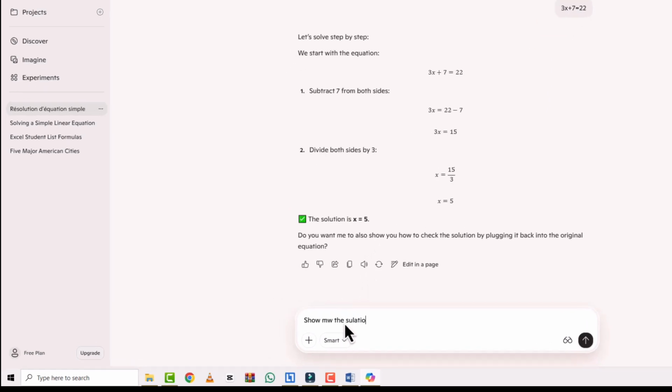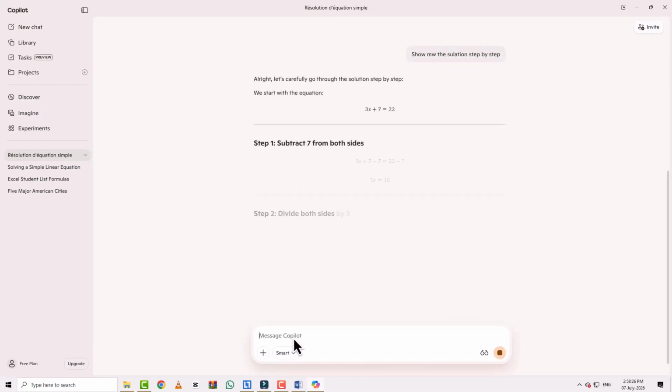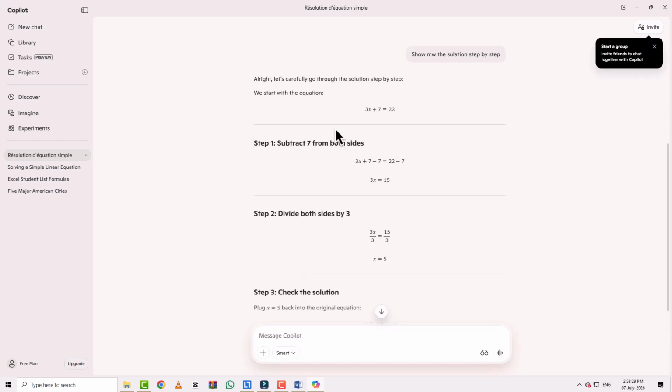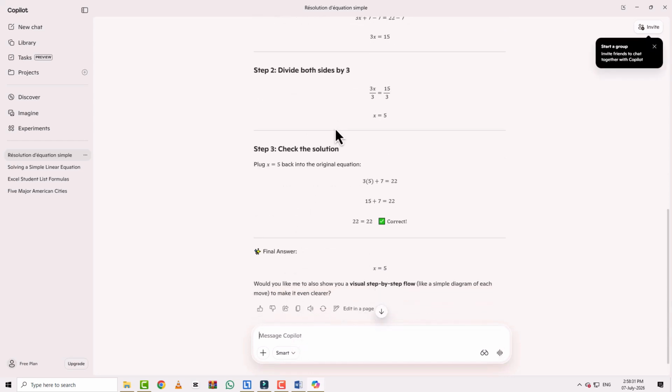If you want to understand the process, ask, "Show me the solution, step by step." Copilot will break the problem down into easy-to-follow steps, making it easier to learn how the answer was found. You can also ask follow-up questions like, "Explain this in simpler terms," or "Give me another problem to practice." This makes Copilot a helpful study partner instead of just an answer generator.